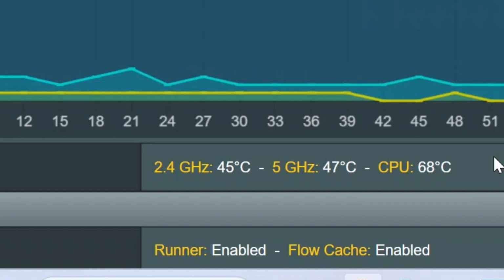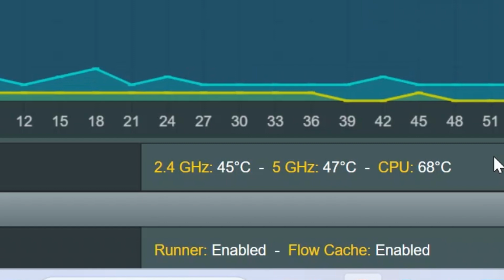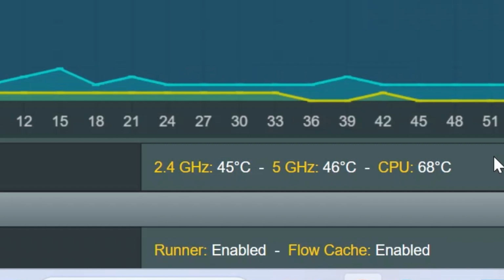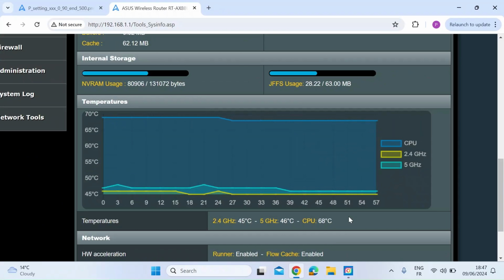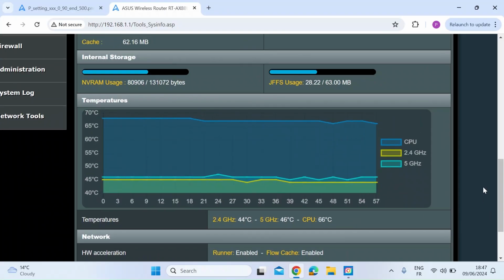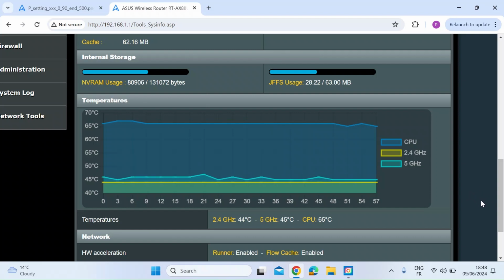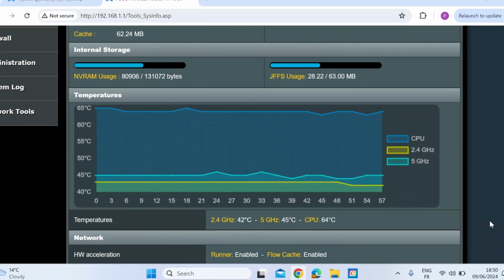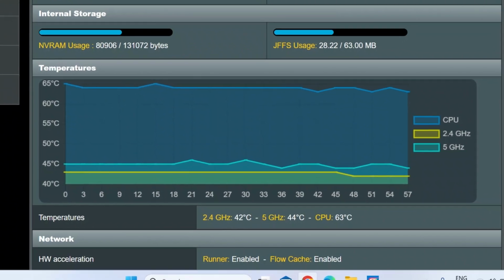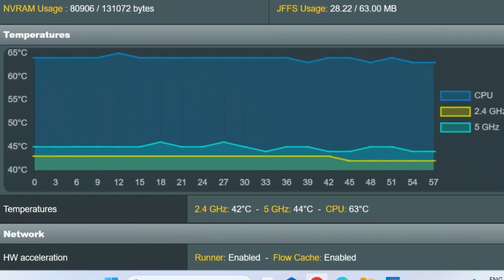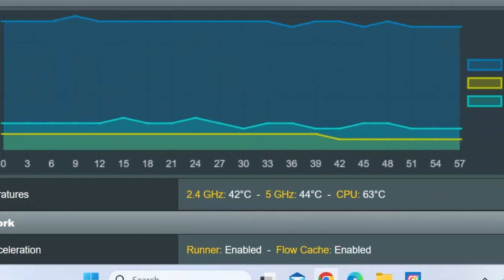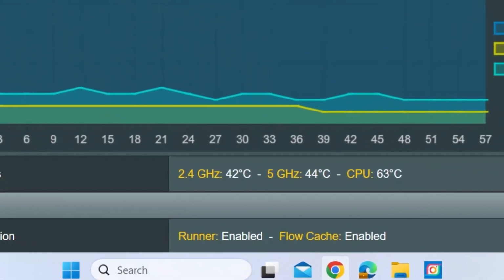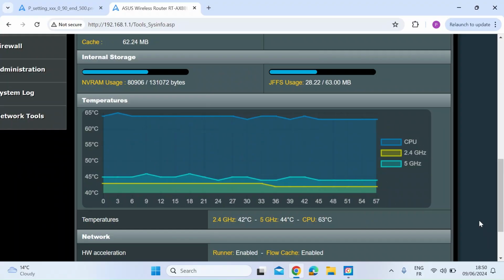Okay, so after 1 minute, we're down from 72 to 68. So let's run for a few more minutes and just see how low that can go. Okay, so after 5 minutes of running, it's gone down from 72 degrees to 63 degrees for the main CPU. The 2.4 and 5 gigahertz chips have come down slightly, but the main impact is on the main core CPU. I'll leave that running for a few more minutes and just see how much more that comes down.